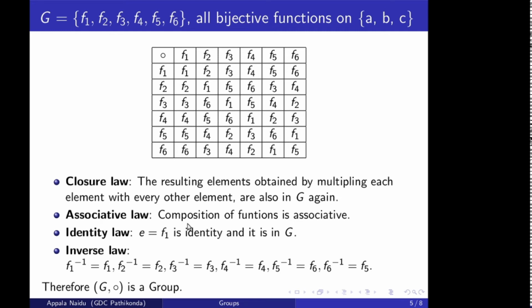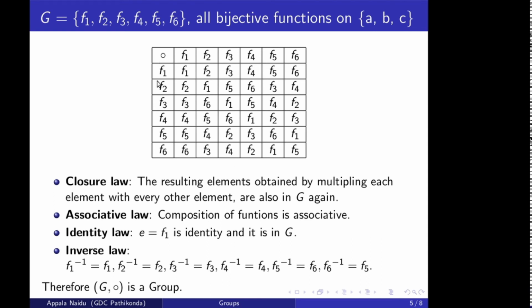So function composition satisfies associative law. So this set satisfies associative law. So identity, if we see that here, if you take composition of F1 with F1, we are getting F1, with F2, F2, F3, F3, F4 also F4, F5 also F5, F6, F6. So F1 is identity element and it is in G. So it satisfies identity law.